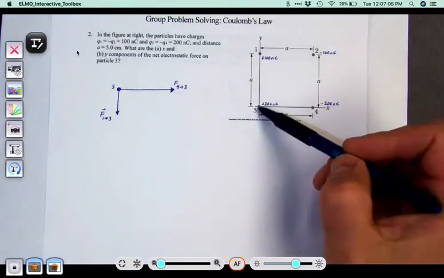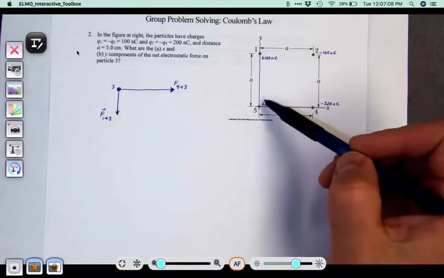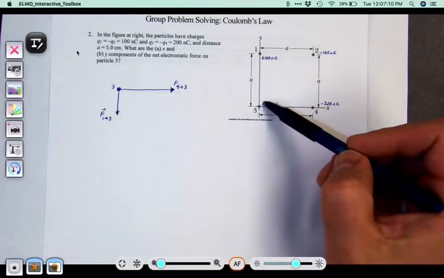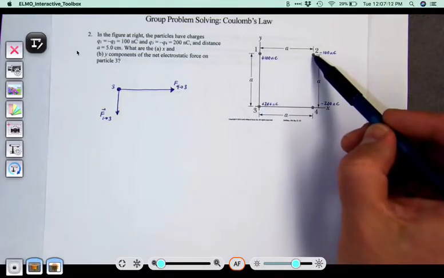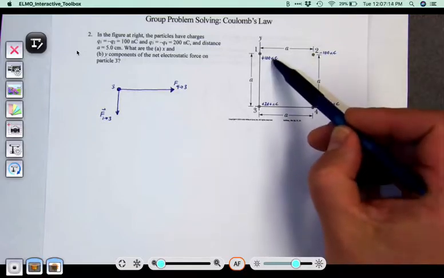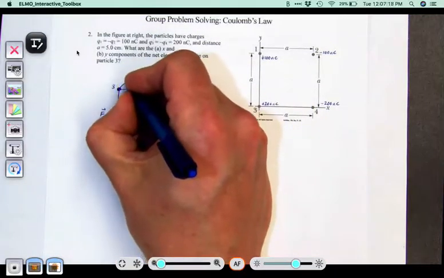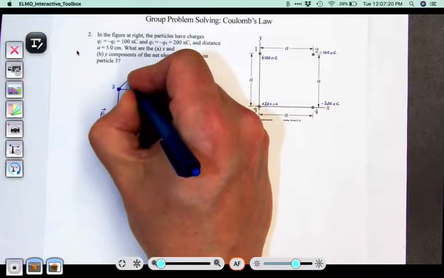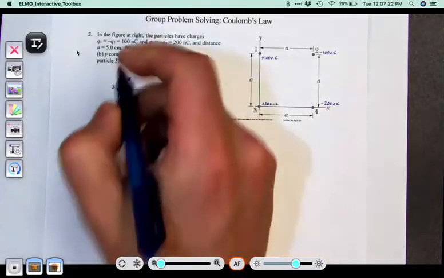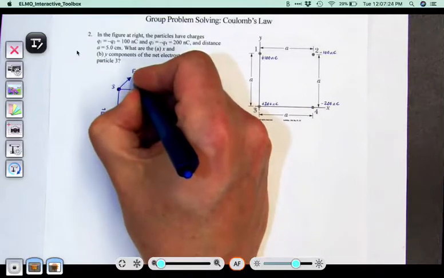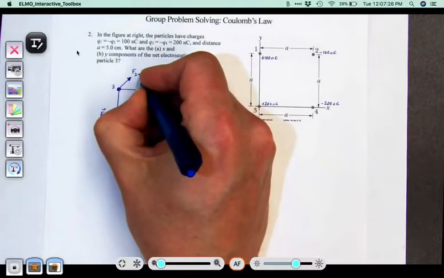Finally, 2 and 3 are opposite in sign, so it's an attractive force towards charge number 2. And 2 has the same magnitude as 1, but it's further away, so that force up in the direction of charge 2 is the smallest of the 3 that we draw on the diagram.